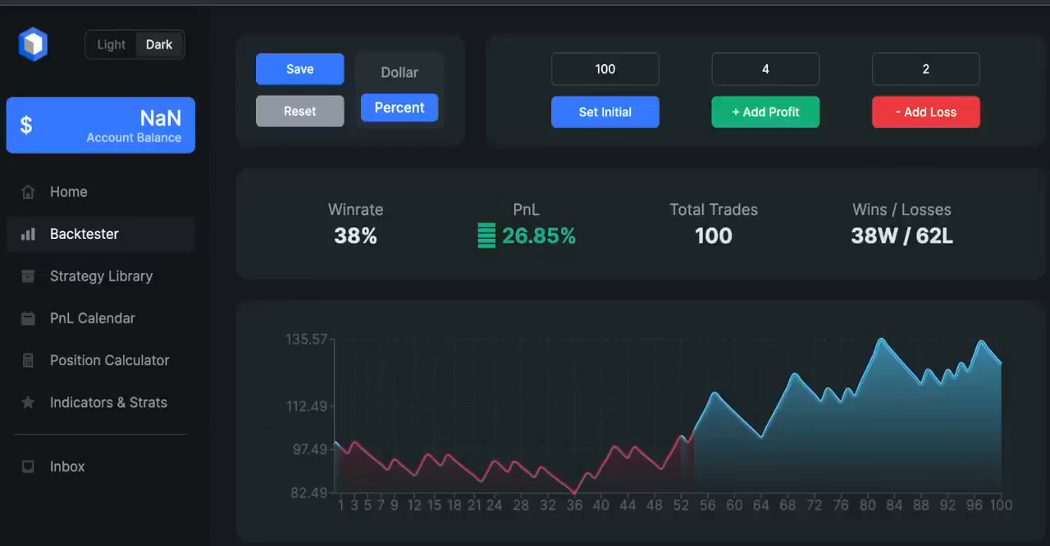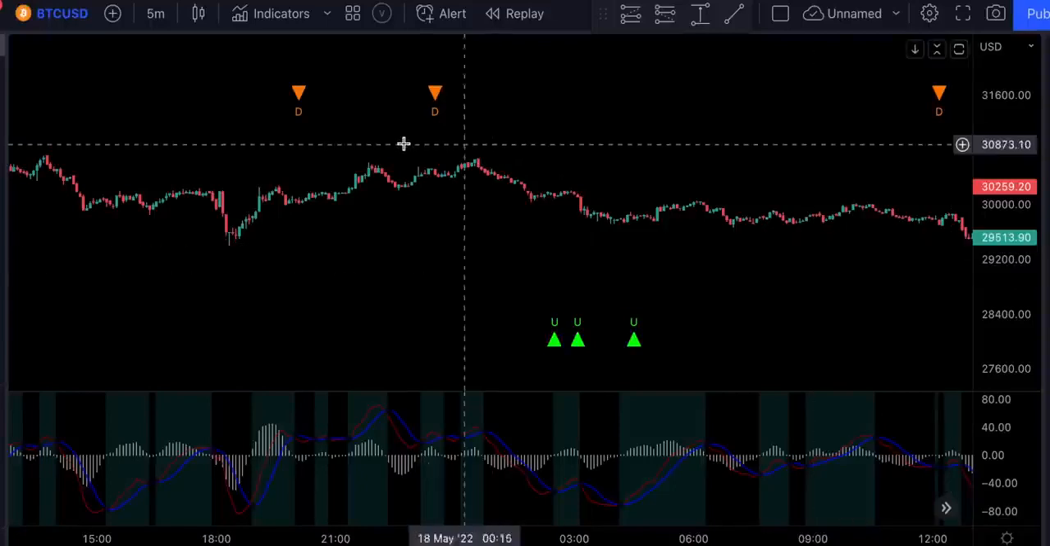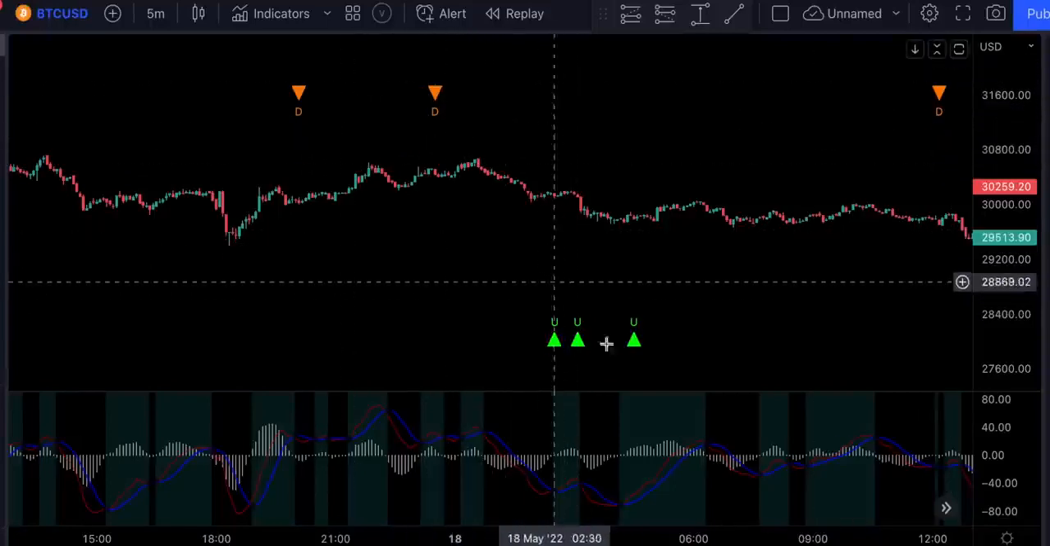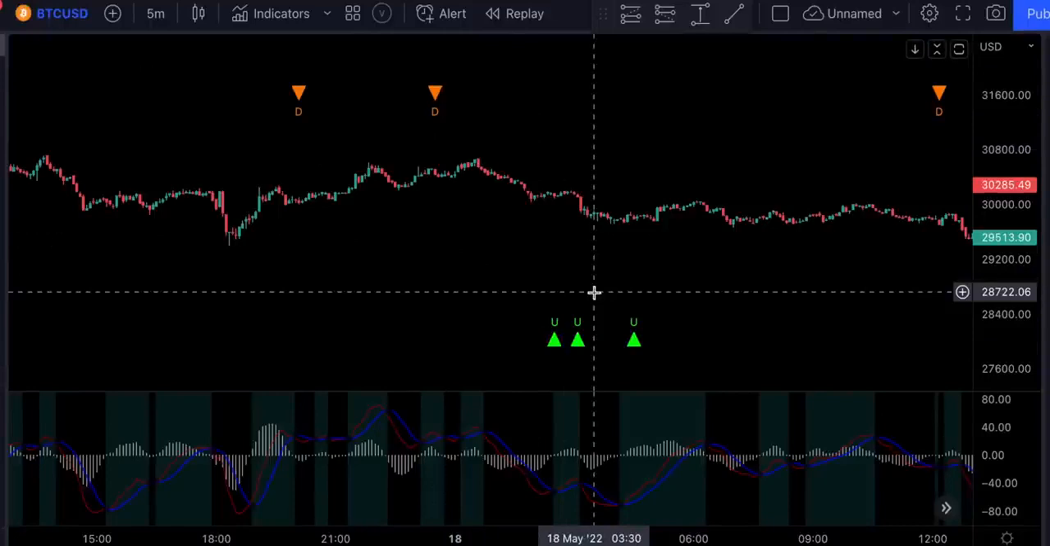consecutive losses. And the reason we had such bad results is because this is a reversal strategy. I mean, you can see for yourself that this strategy is created to catch tops and bottoms. So let me actually try to improve this strategy.